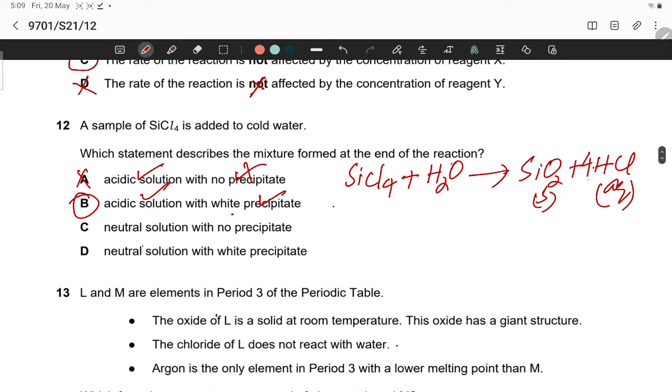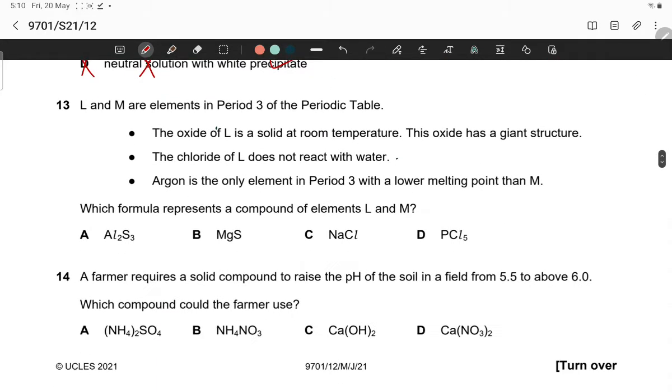Neutral solution? No, it is not a neutral solution because acid is there, so it is incorrect. No precipitate after the reaction is also incorrect. Neutral solution with white precipitate is incorrect because HCl is formed, so not a neutral solution. This is also incorrect. So option B is correct.